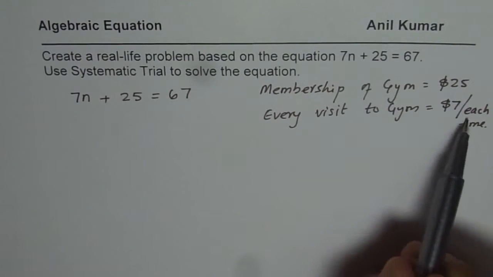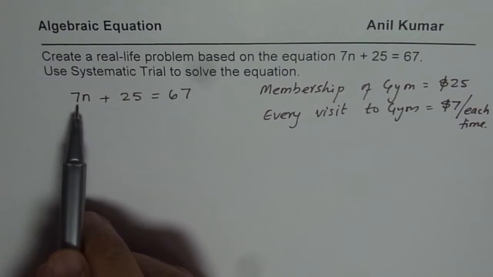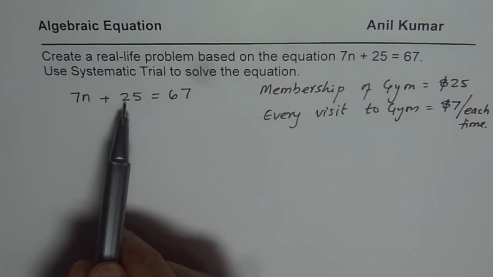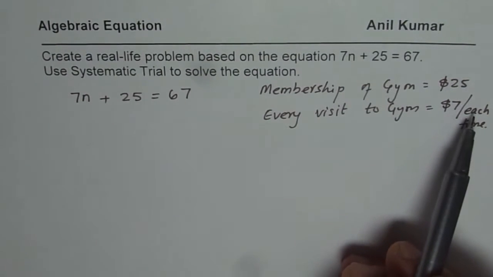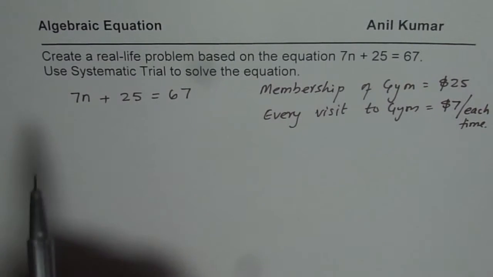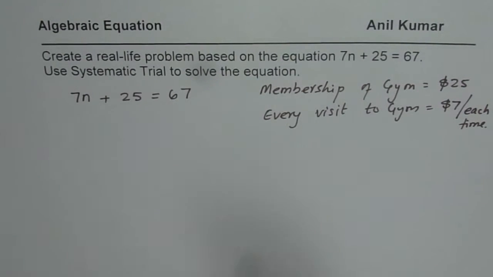In that case, this situation can be represented by what we have. 25 is the fixed cost, and every time you go, that is n number of times you go, you pay 7n. So that is a situation which you can come up with, right?